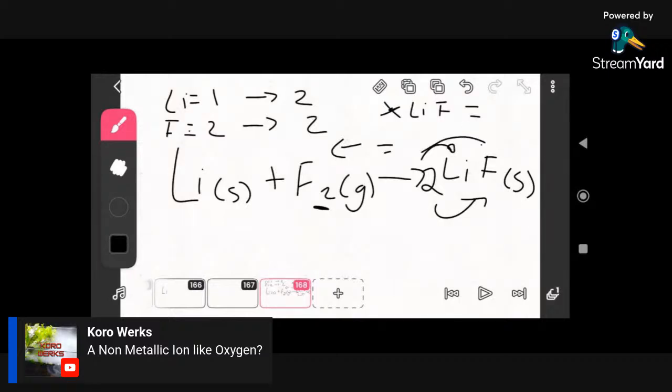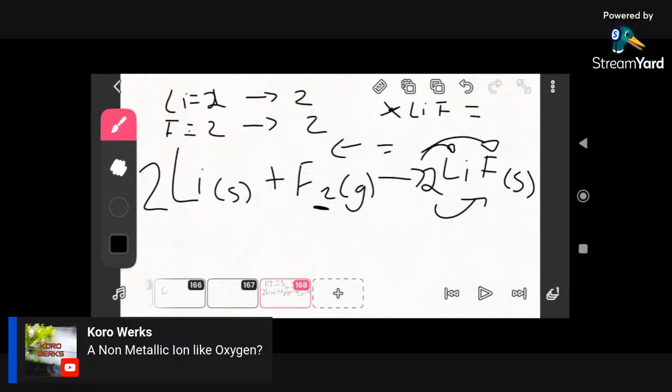So you see the lithium and the fluorine right there? Now I got 2 on the right side, but I only have 1 on the left side. See over here? Only got 1. But now I want to add a 2 over here. So instead of having a 1 up here, now I have a 2. You see that?